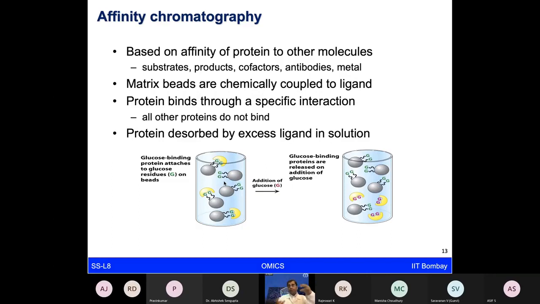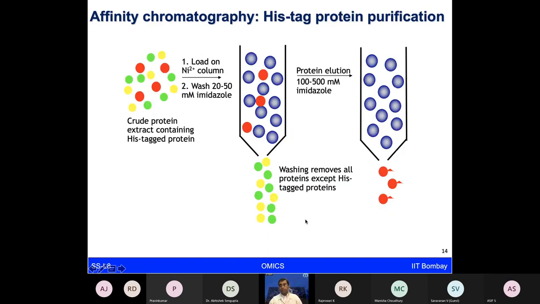Finally, once the chromatographic affinity has been established, you want to desorb your ligand of interest by adding excess ligand in solution. I'll give you one specific example which is very commonly used for affinity chromatography, especially in biolabs. When you want to purify a protein, let's say you have cloned the gene of interest and grown it in a heterologous system like bacteria or yeast, and now you want to take that crude mixture of protein out, which will have your protein of interest but also many other bacterial proteins and other proteins present in that system.